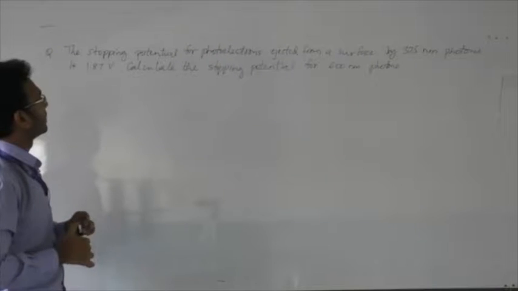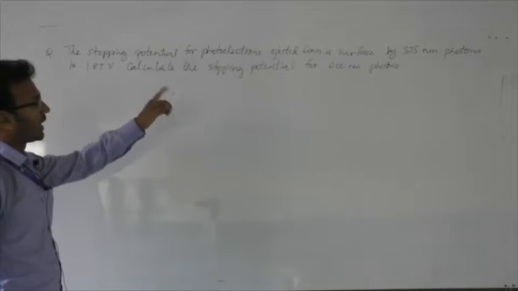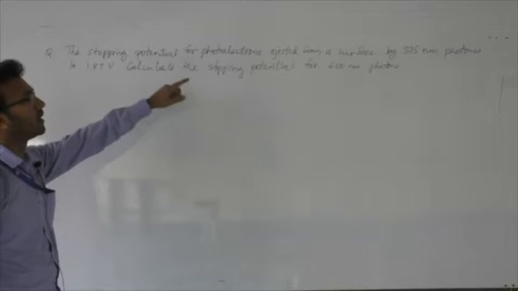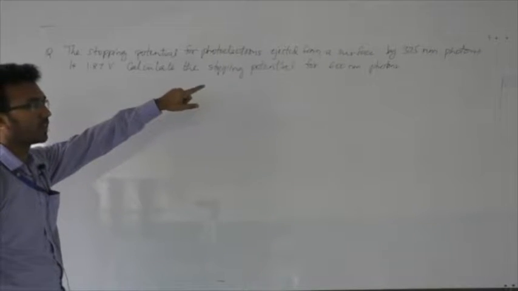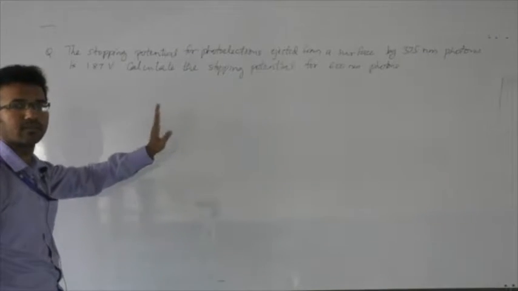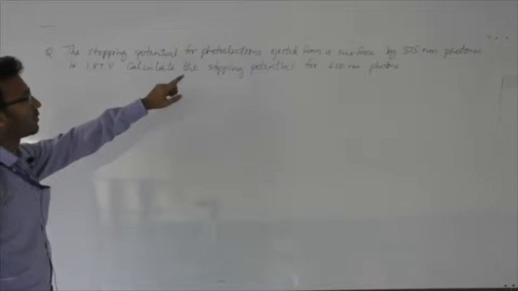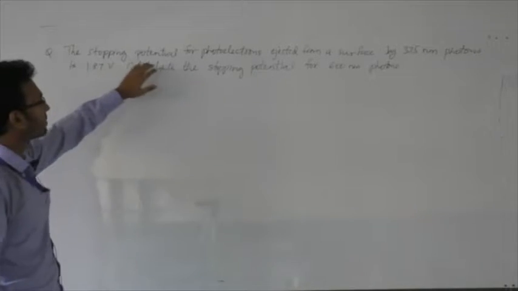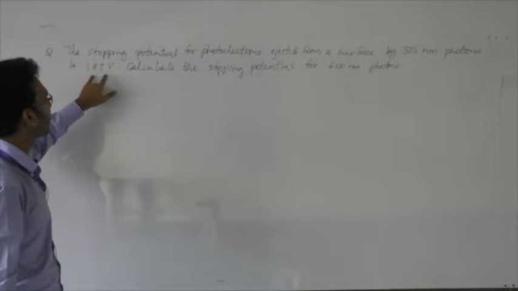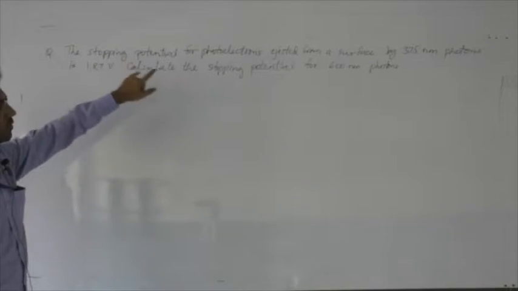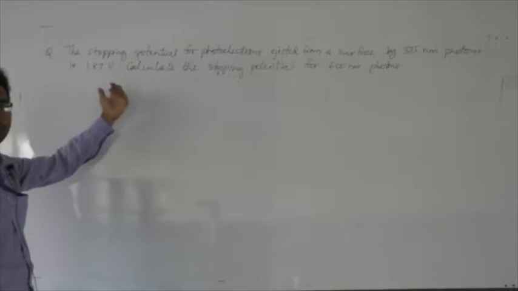Now here, we are using two different light sources of different wavelengths. In the first case, 375 nanometer wavelength, and in the second case, 600 nanometer wavelength. So in the first case, when the wavelength is 375 nanometers, the stopping potential is found to be 1.87 volts. Then we have to find what the stopping potential would be for the 600 nanometer photons.